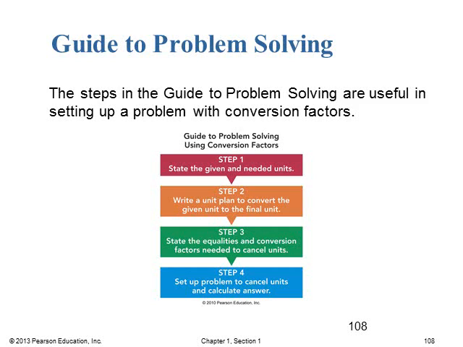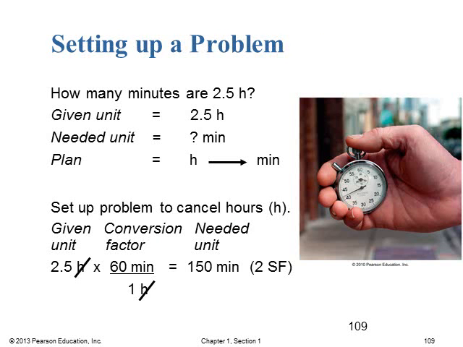So the stepwise approach is: state the given and needed units, and then write out our plan. Write out any equalities and conversion factors that you need to cancel out the units and keep the needed units. Then set it up with the numbers and calculate your answer.